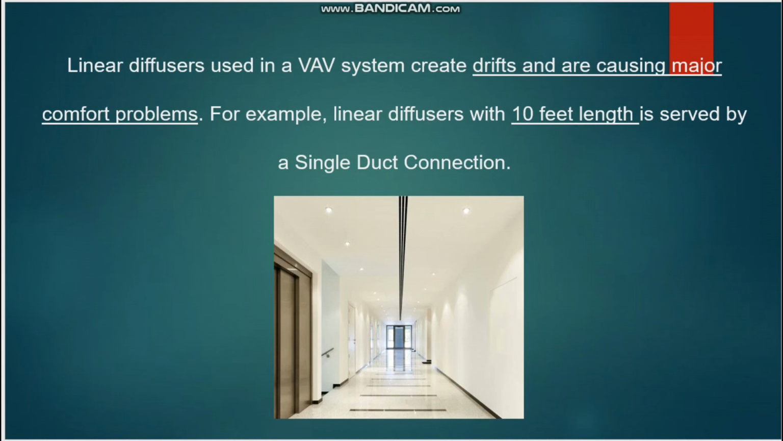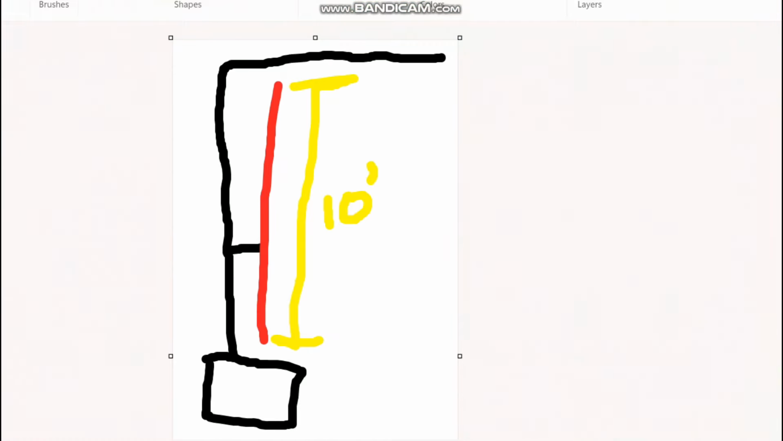The next question is, linear slot diffusers used in a VAV system create drift and are making a major comfort problem. For example, a linear diffuser with a 10 feet length is served by a single duct connection. So let's understand the problem first. We have a condition like this. In this arrangement, the VAV is located here, and this is just for example.